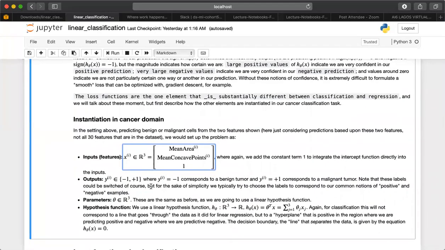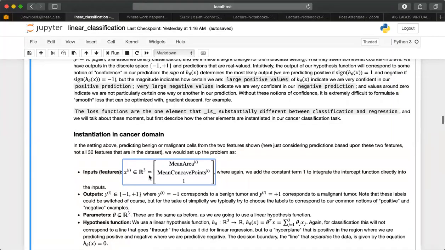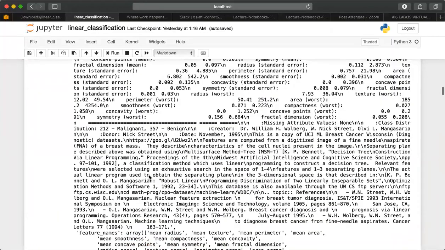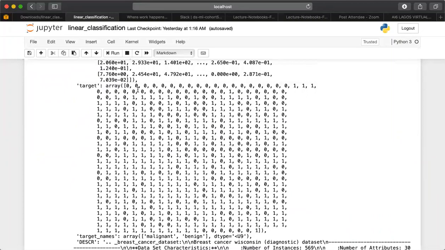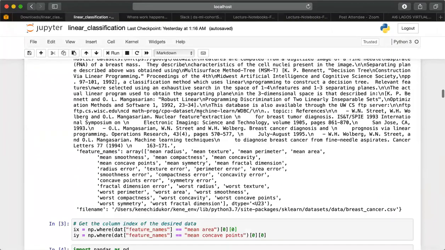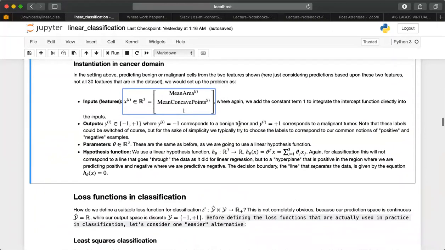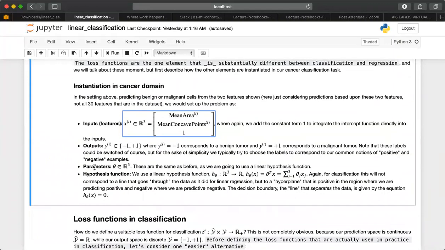Okay. And we have our outputs here, which are -1 and +1. So unlike what we had here, 1s and 0s, we would have to change these 1s and 0s to -1 and 1. And then we have our parameters that we all know, and then the hypothesis function, which is your θ transpose of x.